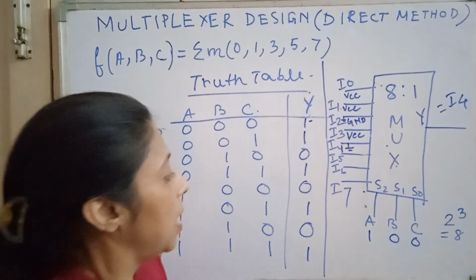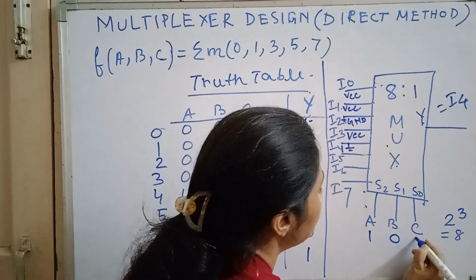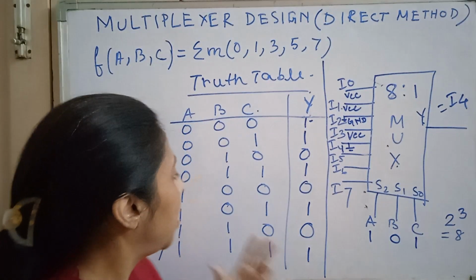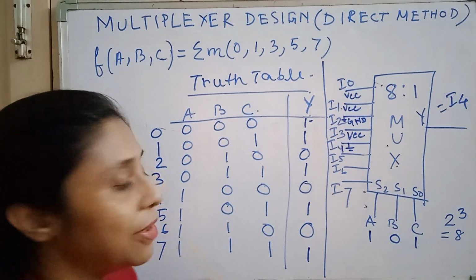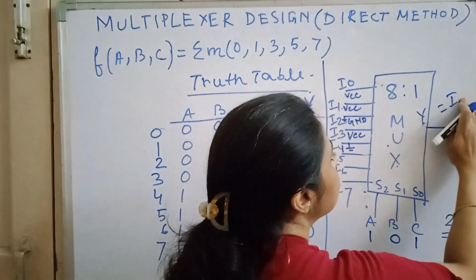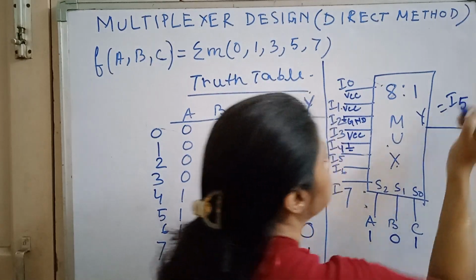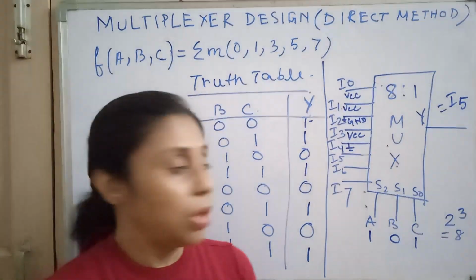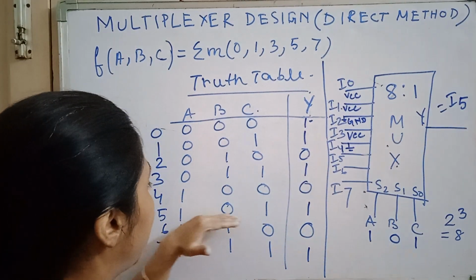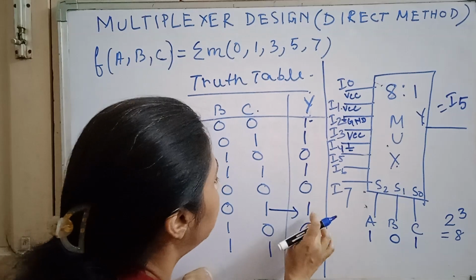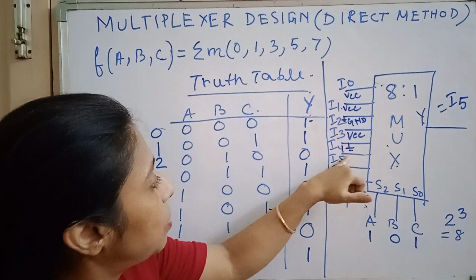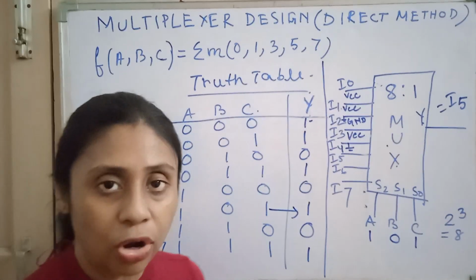Okay. Now the next one is 101. 101 means decimal 5. So which one input will be selected? I5. Right? I5 will be selected. So Y is equal to I5. Now what is the desired output for 101? For 101, the desired output is 1. Right? So what should be connected to I5? VCC or logic 1.